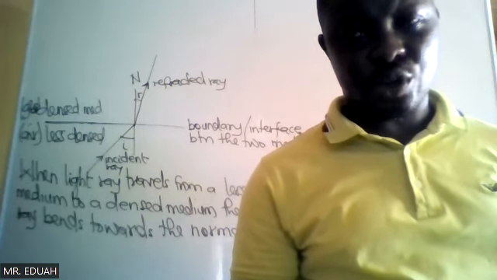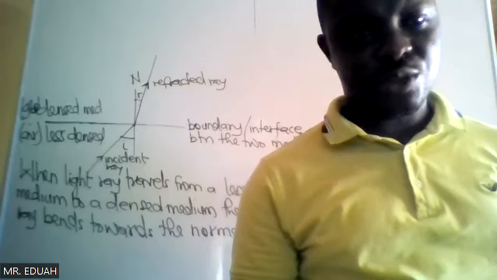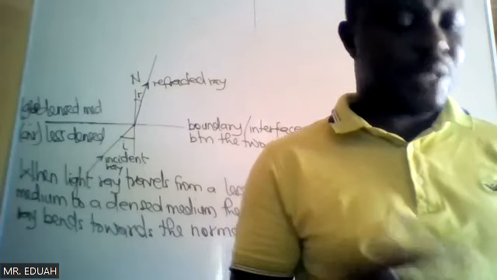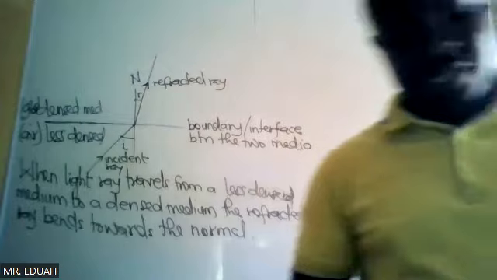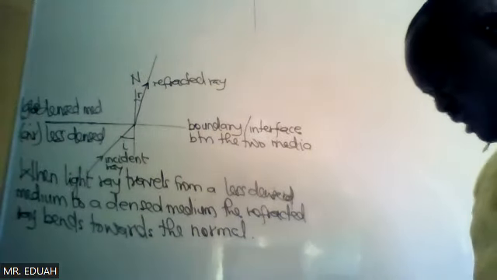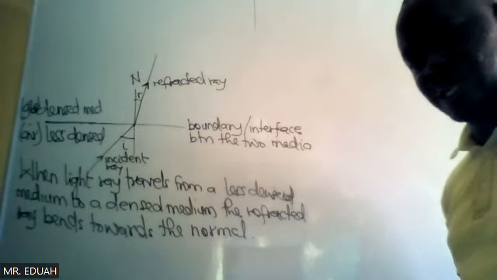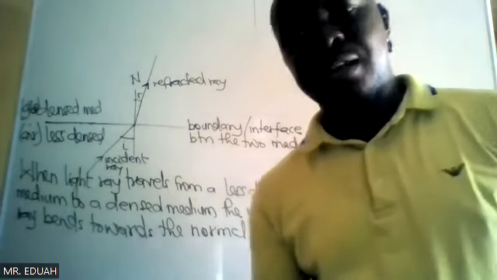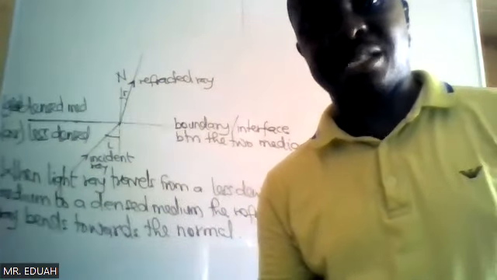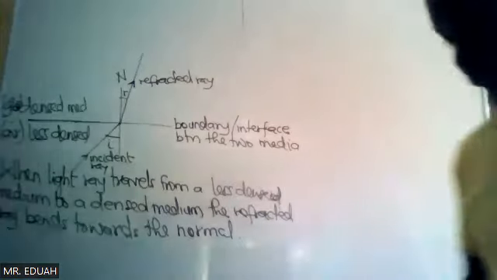I want to pick your brain on that question. What do you think? Now, when the light is moving from a less dense medium to a dense medium, the part of the light is bent towards the normal. Why?